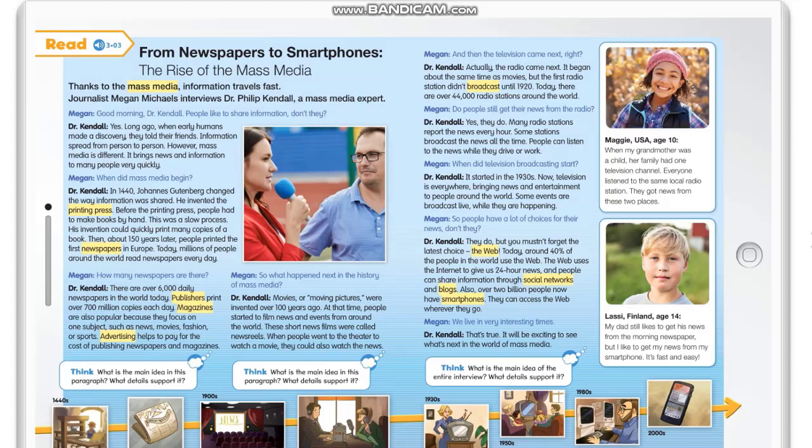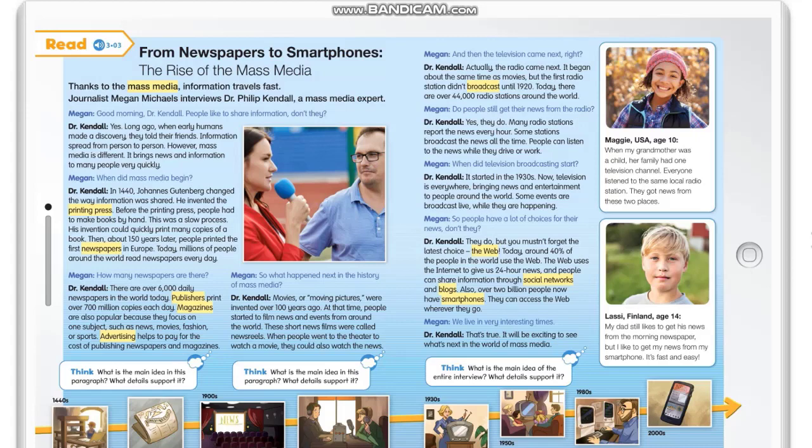How many newspapers are there? There are over 6,000 daily newspapers in the world today. Publishers print over 700 million copies each day. Magazines are also popular because they focus on one subject, such as news, movies, fashion, or sports. Advertising helps to pay for the cost of publishing newspapers and magazines.